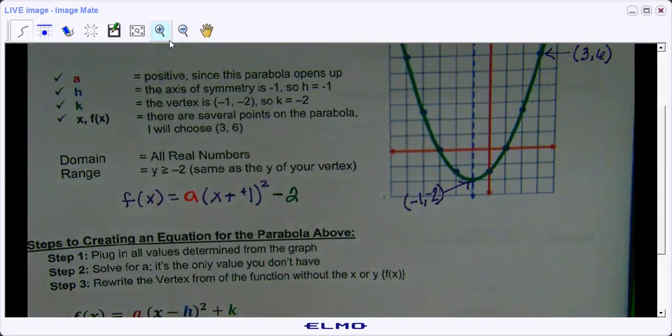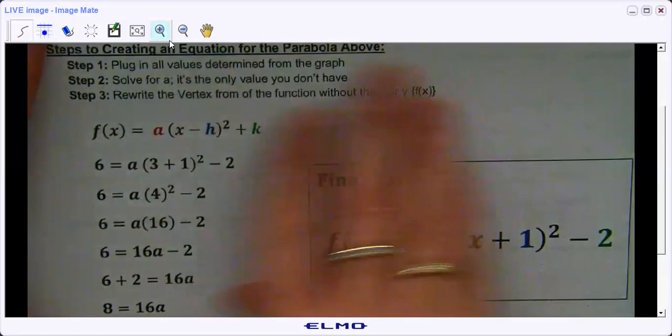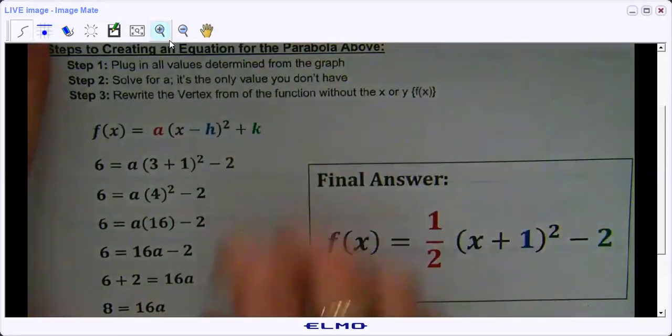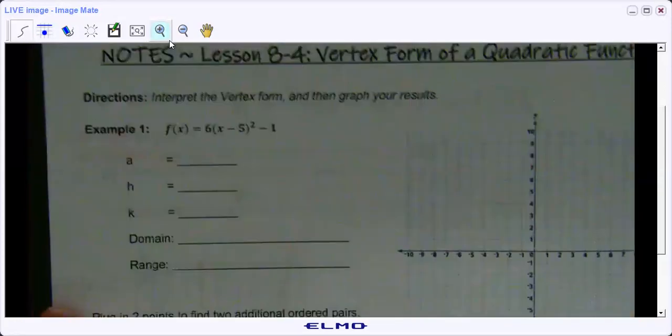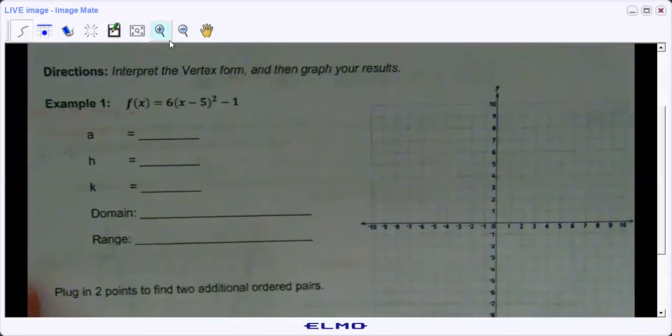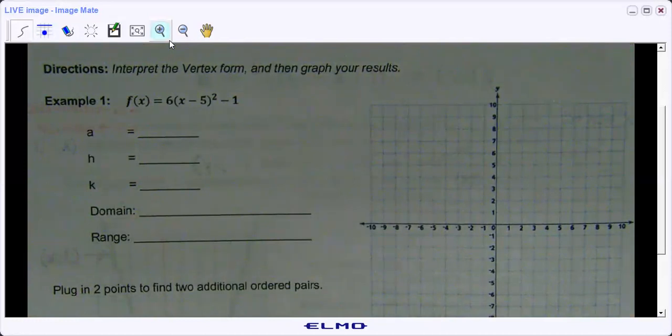All right, so this part down here is just an example. It's an example of one part of how to solve for this, but we're going to go ahead and go on to page 2 first, and we're going to go over all of these characteristics of a vertex form of an equation. And we're going to do this multiple times so you get the hang of it.